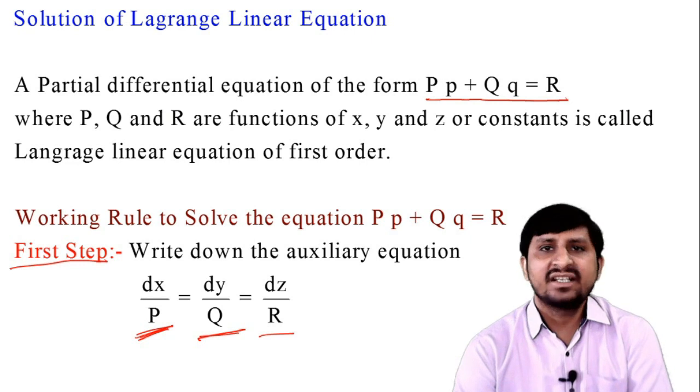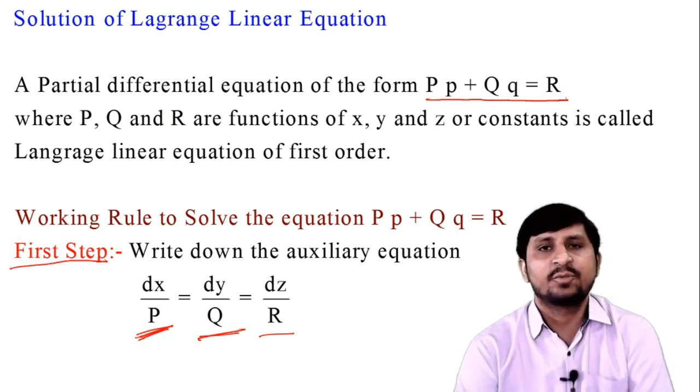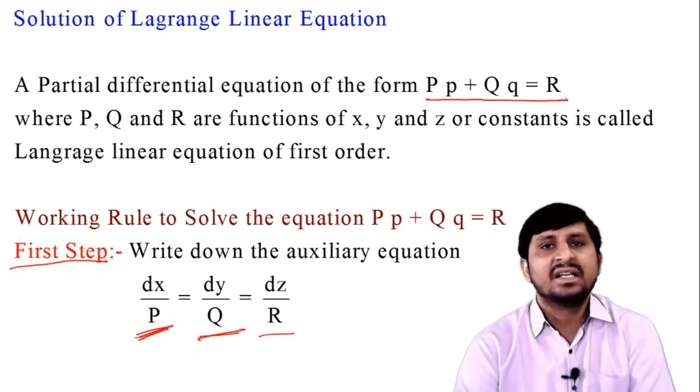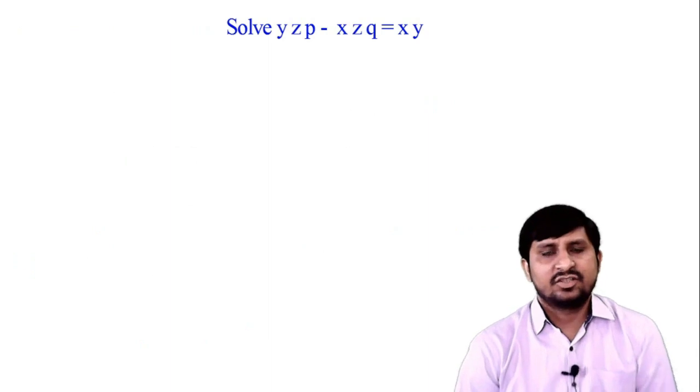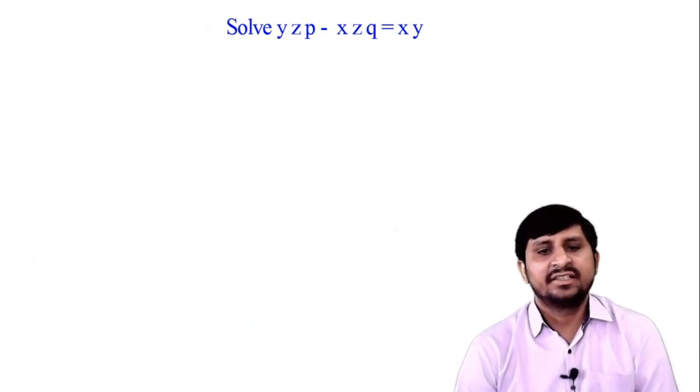Now what is the multipliers method, and how can we use it in such types of examples? That I will explain in that particular example, so you can easily understand. So let's try to solve some important examples using the grouping method. Let's solve our first example for the Lagrange linear equation.